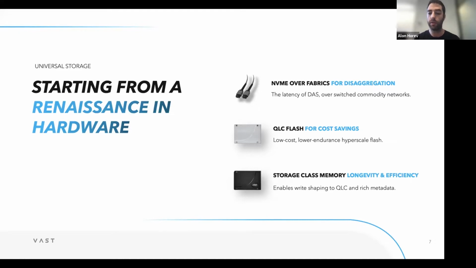The last component is storage class memory. Storage class memory is basically just a very, very fast SSD. And we use those SSDs for metadata and as a write buffer, accepting the user's data very, very fast and manipulating it in the background for doing things like compression and protecting the data.